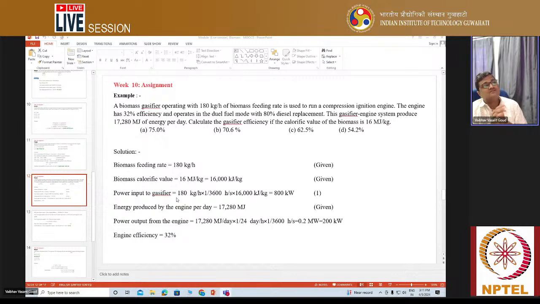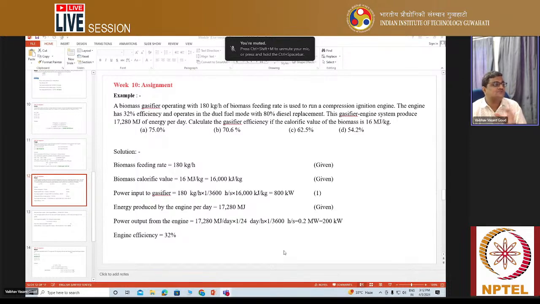Why are we saying input? Because you have to understand one thing here: we don't know exactly what the input to the gasifier is right now, because we only know the biomass input. So we convert that biomass input into a power input, because once we know the power input and the power output from the gasifier, we can calculate its efficiency. Then, the energy produced by the gasifier engine system per day is given as 1780 megajoule.